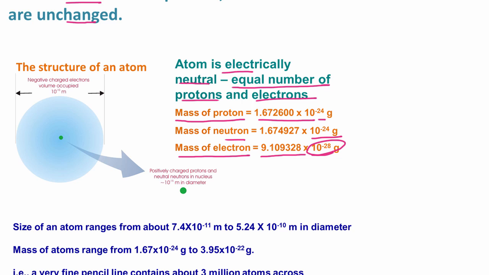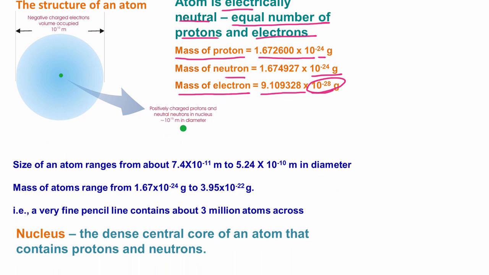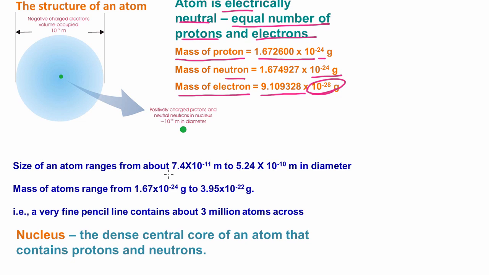Let's take a look at some sizes of atoms. So the size of an atom ranges from about 7.4 times 10 to the negative 11 meter to 5.24 times 10 to the negative 10 meters in diameter. Masses of atoms range from 1.67 times 10 to the negative 24 grams to 3.95 times 10 to the negative 22 grams. So here's an example.